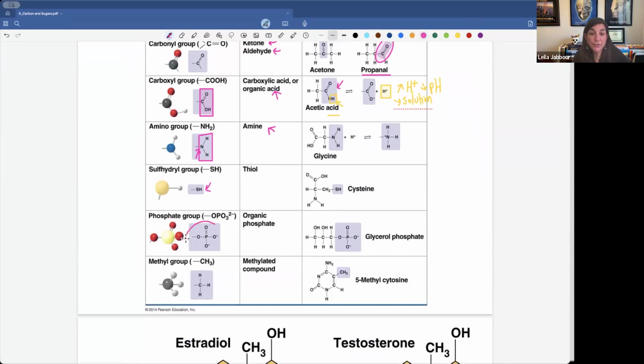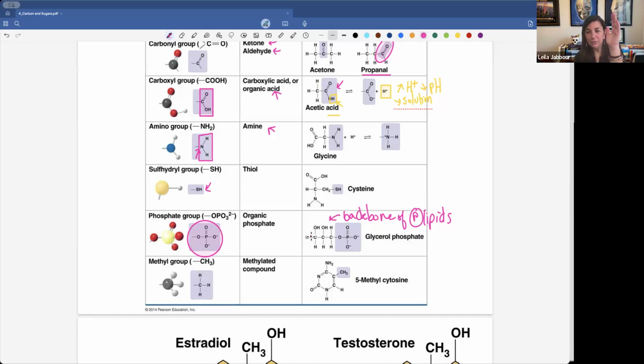Phosphate group, we're going to talk about phosphate groups when we talk about phospholipids in the cell membrane in the next chapter. So phosphate group, very, very important. Glycerol phosphate is going to be a great example. This is going to be the backbone of phospholipids. So in the next chapter, when I talk about phospholipids, you'll have had this introduction to the glycerol phosphate that makes up the phospholipid. Glycerol phosphate is a molecule with a phosphate group at the top.